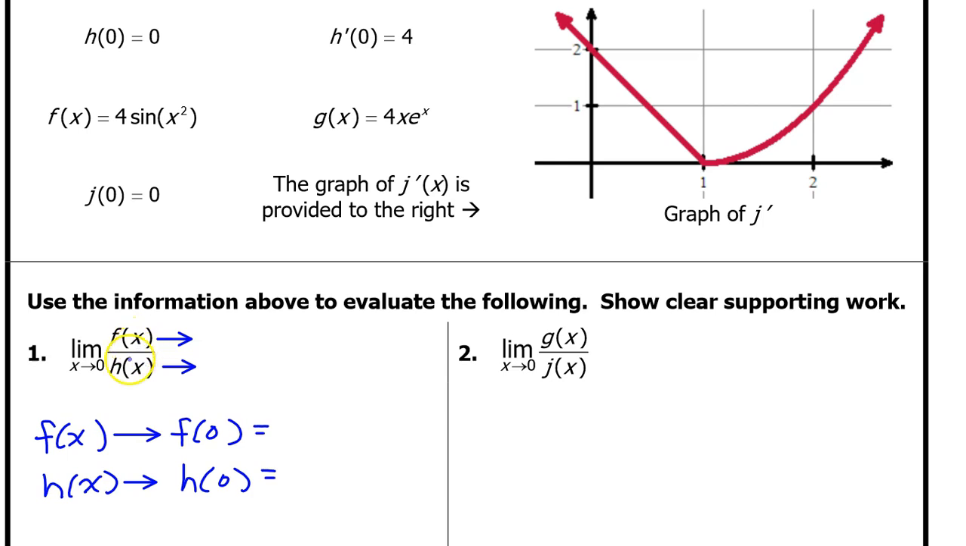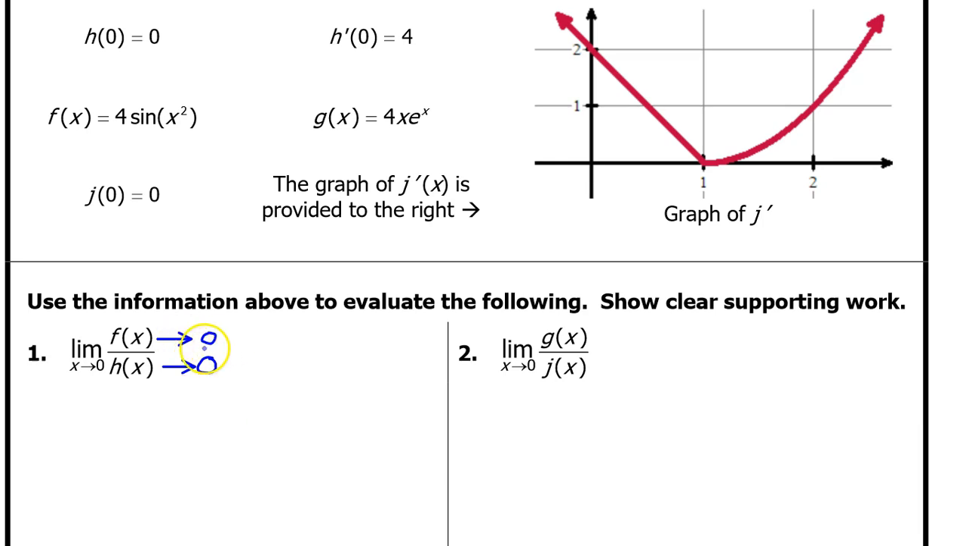Direct substitution gives us f at 0 in the numerator and h at 0 in the denominator. So let's find f at 0. If we plug in 0 right here, we have the sine of 0, which is 0. 4 times 0 is 0. H at 0, we are given, is 0. So the numerator and denominator are both approaching 0. Showing arrow 0 is part of your clear supporting work, so make sure that you show it.